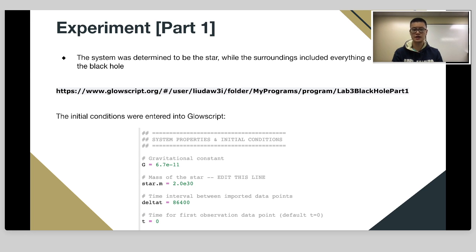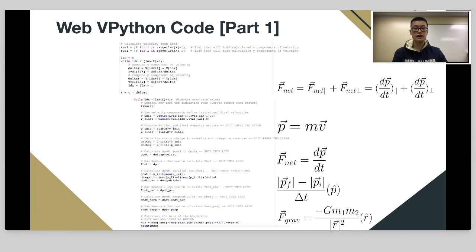The initial conditions were entered: total elapsed time between data points, or 1 day in seconds, the universal gravitational constant, time for the first data point, and the mass of the star. The lists and brackets shown here refer to idx, or the variable used to index in the list, or the data in an ordered fashion. Each of the corresponding formulas are shown to the right of the Python script as translations.